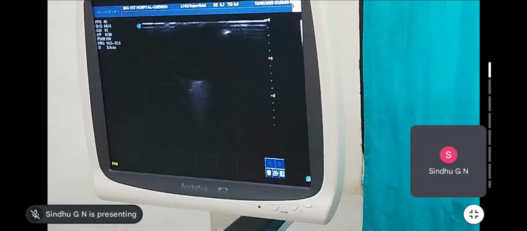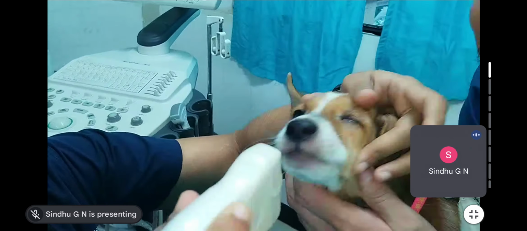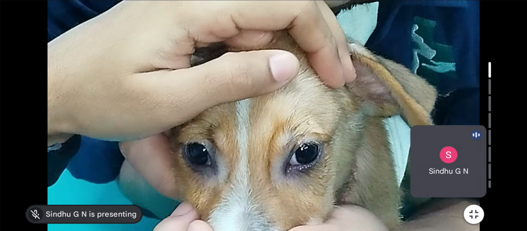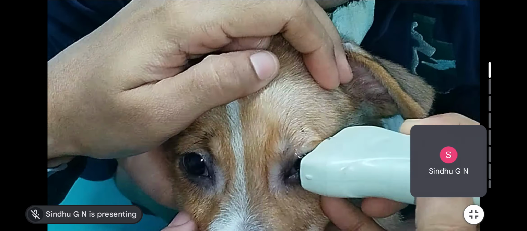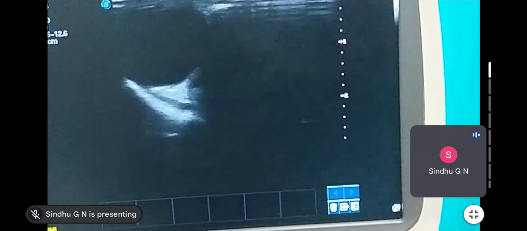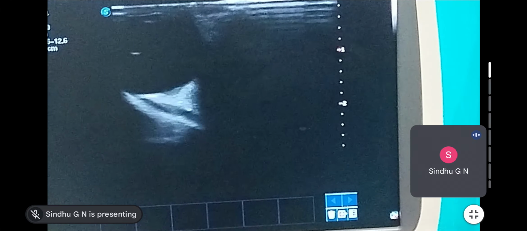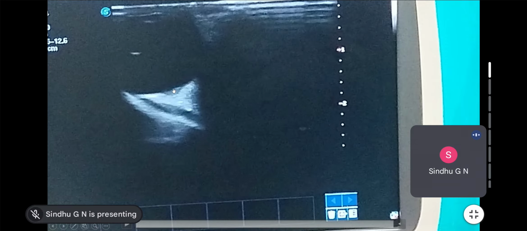And the third one is the temporal view, which is very helpful in identifying retrobulbar lesions, behind the eyeball. We keep it on the temporal aspect of the eyeball so that we can see the retrobulbar structure. This is the eyeball, and here is the retrobulbar area. Once again, this is the temporal view. These are the three views.